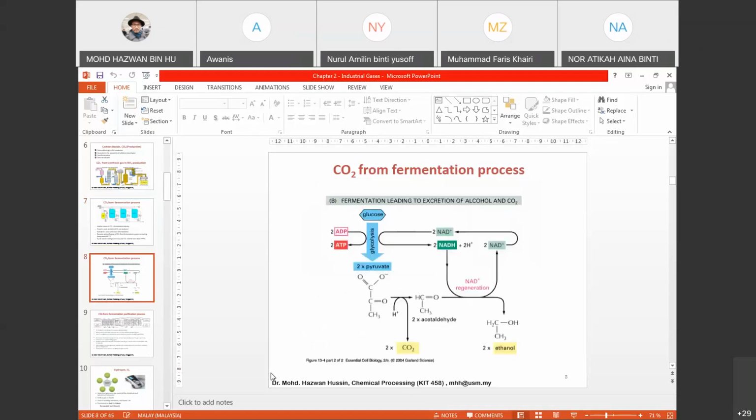This is also the biochemistry process in the production of ethanol. You can see that glucose will undergo glycolysis, a well-known process, and I think it is known as the Krebs cycle, to produce pyruvate. And from the pyruvate, it can produce acetaldehyde, and from acetaldehyde, it will cleave and I think produce CO2 plus ethanol.